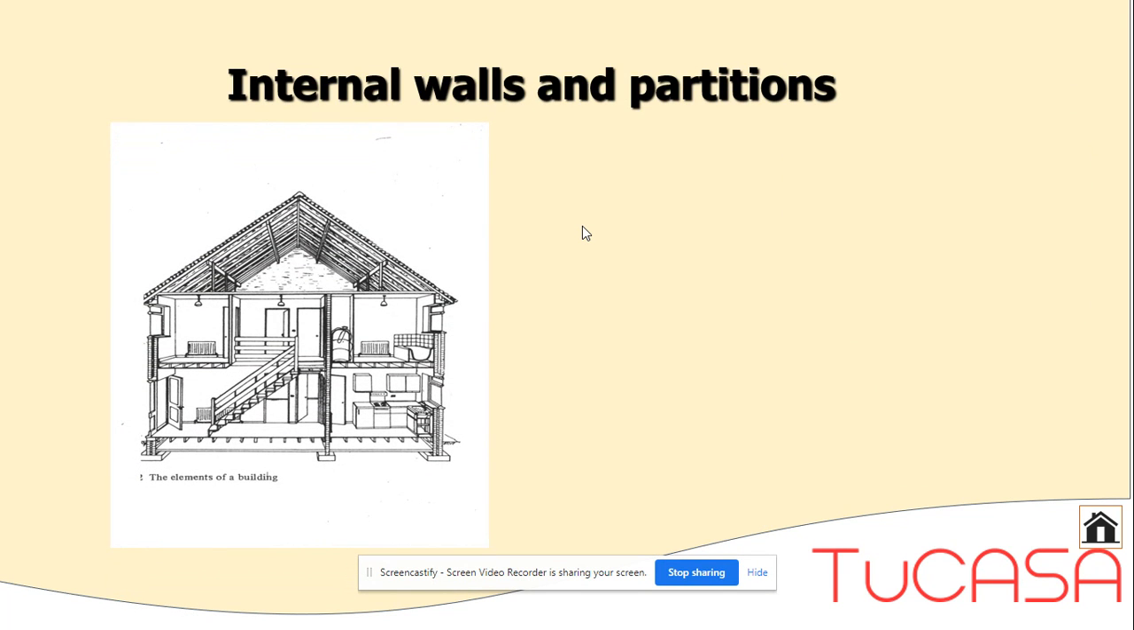Internal walls and partitions. In this section here, you can see the arrangement of the internal walls and the external walls taken down to foundation level. In this case, there's a suspended ground floor with timber floor joists. The cutaway shows the floor joists on the upper floor level, cut around the staircase, of course, so that you've got a well there within which you can rise through the staircase and into the loft.